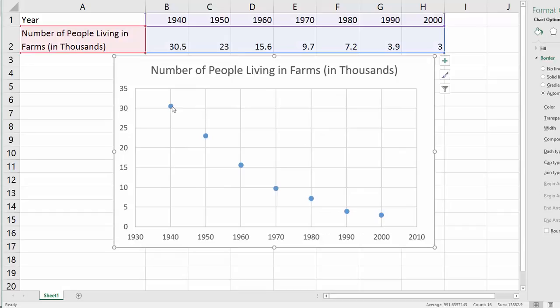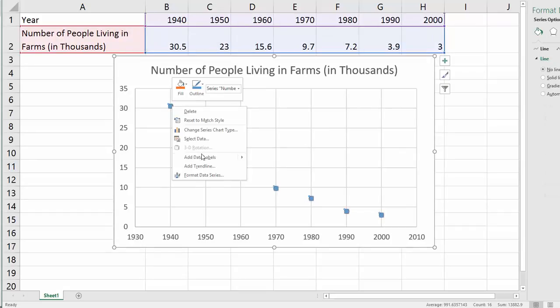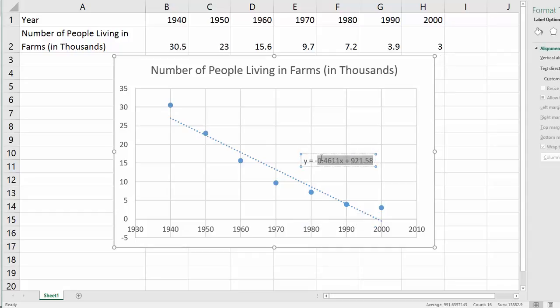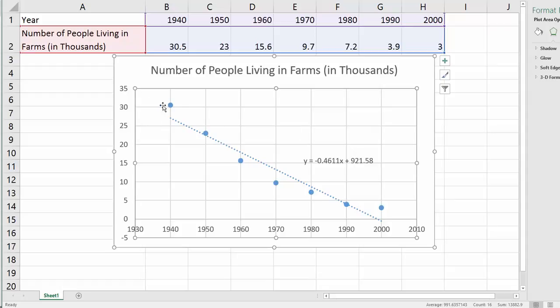So then I can right click on this. We're going to add a trend line. So let's do a linear trend line, and then I'll do display equation on the graph. So this is the overall equation that I'm getting, right? And so if you look at this, the data does appear to have a linear trend, right?